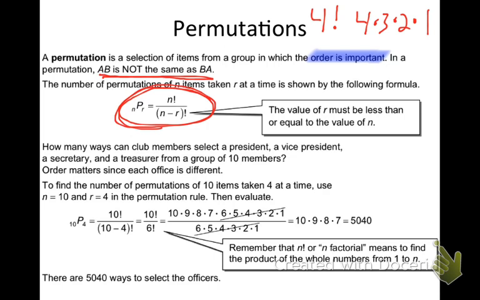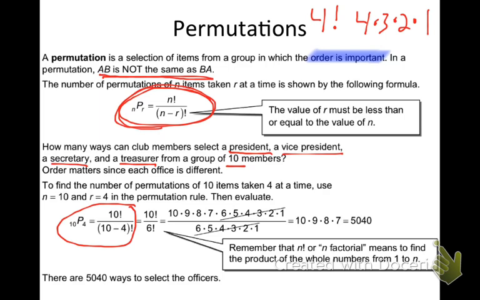So the question here states, how many ways can club members select a president, a vice president, a secretary, and a treasurer from a group of 10 members? Now, they show you how to do it with permutations here with the formula. So again, what happens here is you have 10 over 10 minus 4 factorial. Now, that is one way to do it. I like to just think logically about this and write it out.